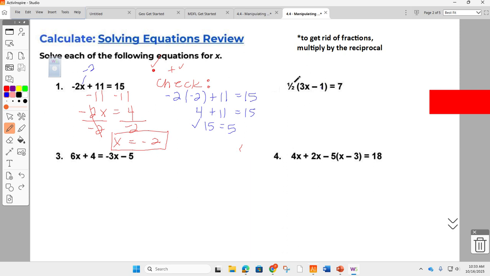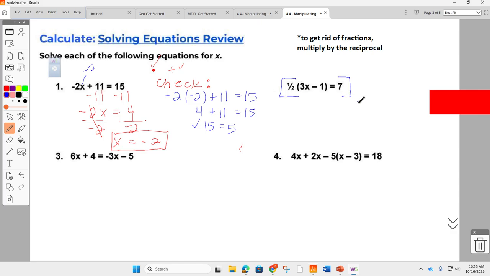So I've got 1/2 times (3 times x minus 1) equals 7. If this were a whole number, we would just distribute it. Remember how to distribute it? But if we distribute it here, then we're going to have a fraction in 2 terms. If we just go ahead and get rid of this fraction, then we don't have to mess with the fractions anymore until the very end, possibly.